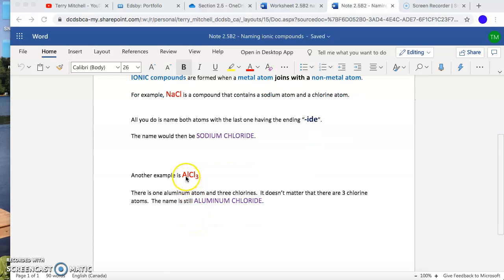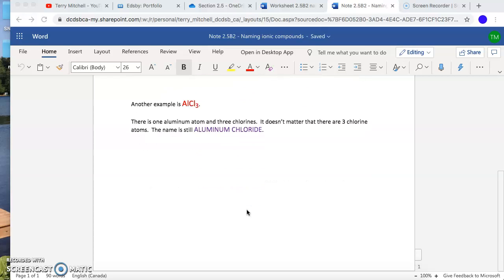Another example here is AlCl3. Al is the metal, that's aluminum. Cl is the chlorine. This atom has one aluminum. There's a one there, but we don't have to put it if there's only one of them. And it has three chlorines. So this molecule has four atoms altogether, one aluminum, three chlorines, and its name is aluminum chloride. So the metal first, aluminum, and chlorine changes to chloride. That's as hard as it gets for naming ionic compounds.